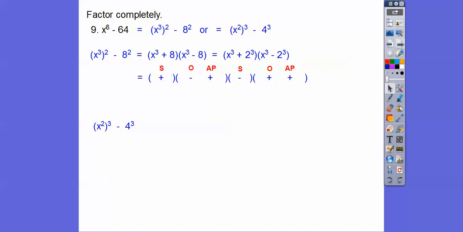So we're going to SOAP it. So binomial, trinomial. This one here is also binomial, trinomial. Same sign, opposite sign, always positive. It spells SOAP. So SOAP it, okay? Bi times tri, and then SOAP it.